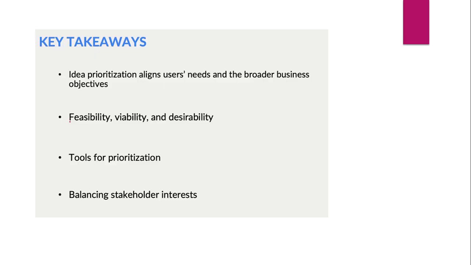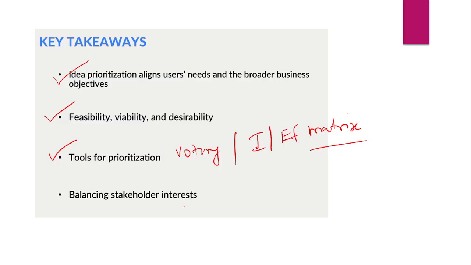Key takeaways: idea prioritization aligns users, feasibility, viability and desirability, and different tools for prioritization. Tools for prioritization include a voting process as well as an impact effect matrix, and balancing the stakeholder interest while converting the problem into the technical perspective.